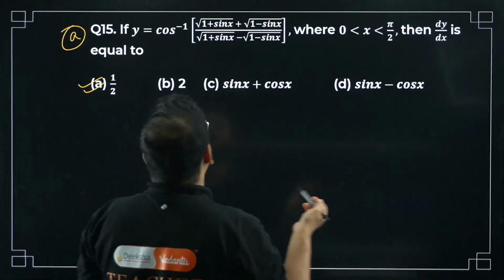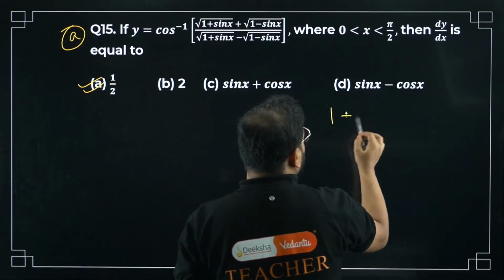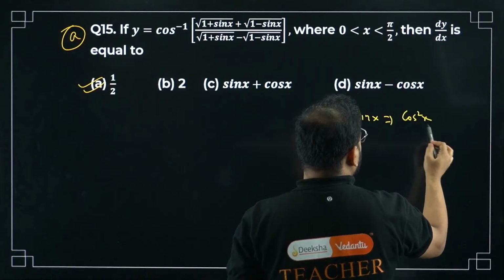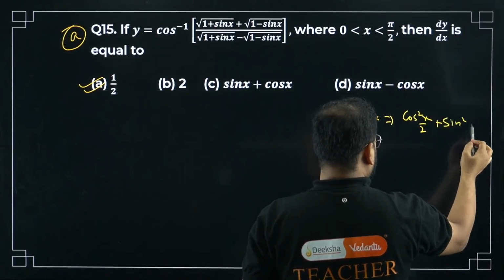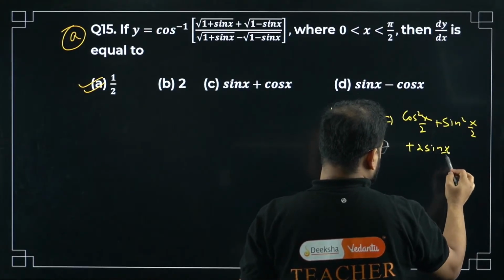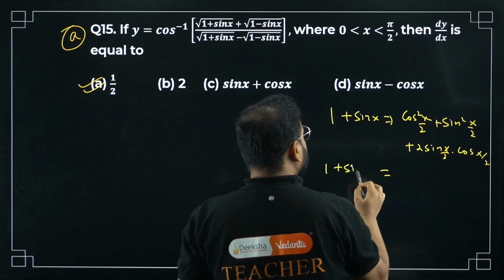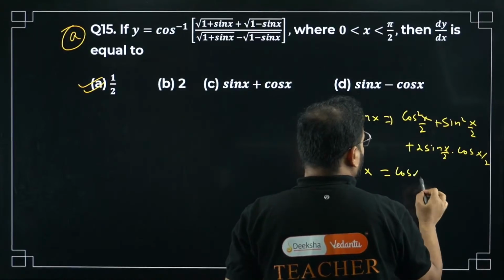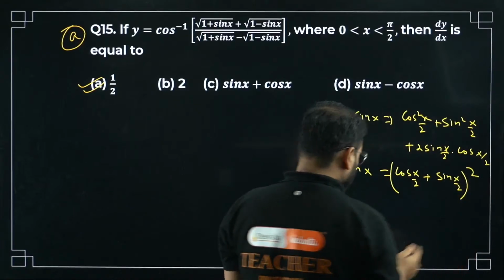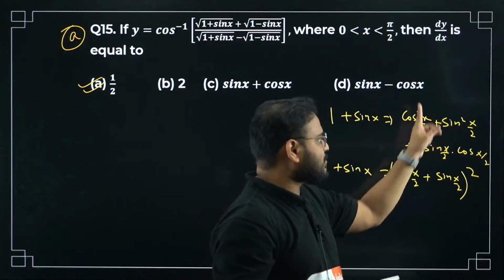Now we'll see the question. We have to find a derivative for this part. You're going to use this concept: 1 plus sin x will be written as cos square x by 2 plus sin square x by 2 plus 2 sin x by 2 into cos x by 2. This is nothing but 1 plus sin x is cos x by 2 plus sin x by 2 the whole square. Agreed? a square plus b square plus 2ab.